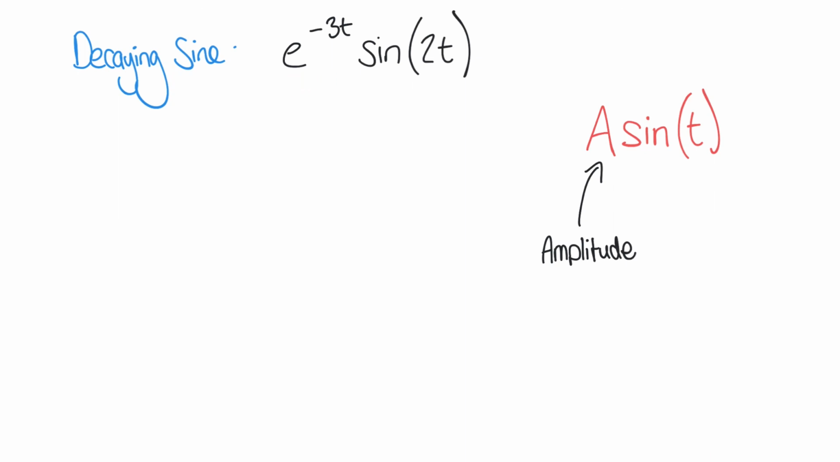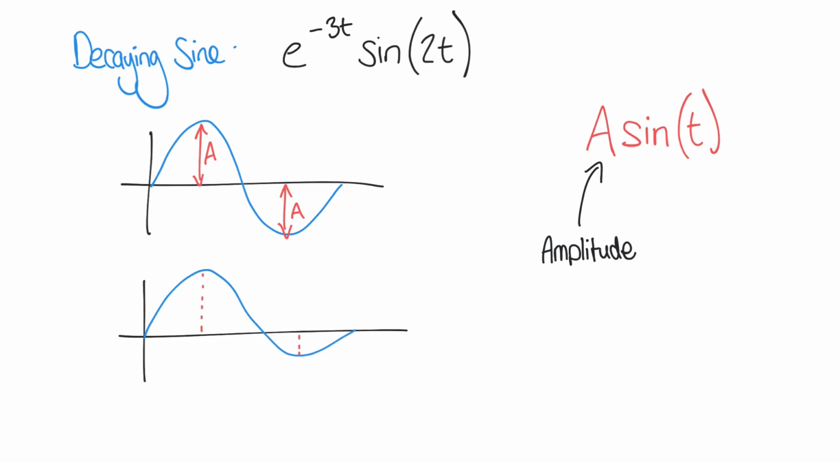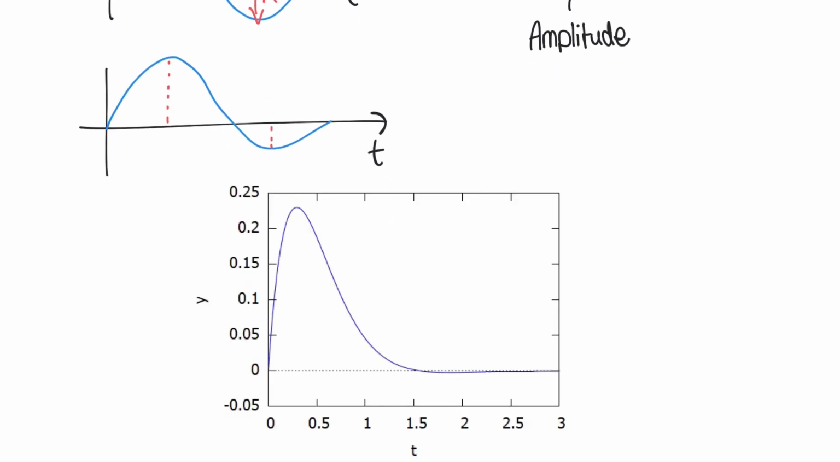And so putting these two together, rather than a sine wave with a continuous amplitude, we're going to get a sine wave whose amplitude decreases as time goes by. And this particular function, for instance, if we plot between time equals 0 and time equals 3 seconds, we see that this sine wave very quickly reduces to an amplitude of 0 in just a few seconds there.